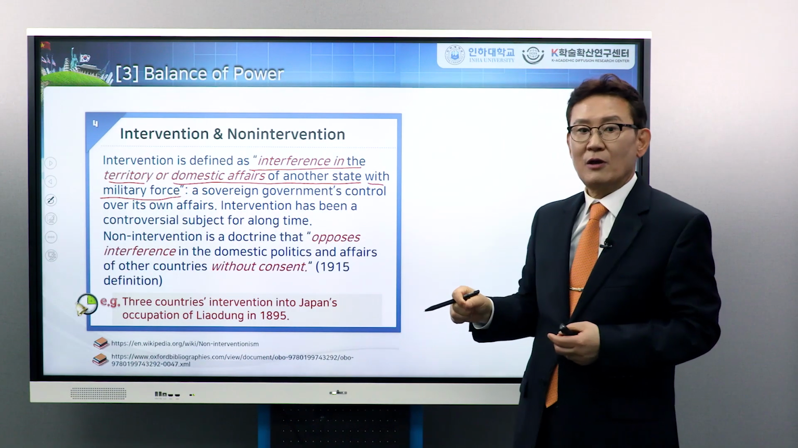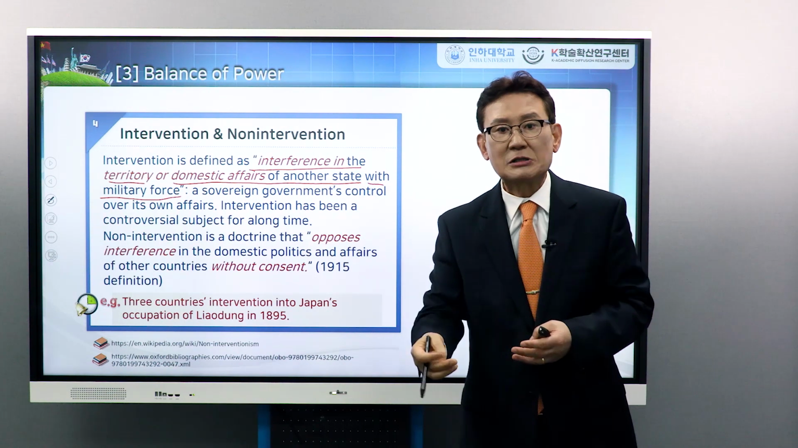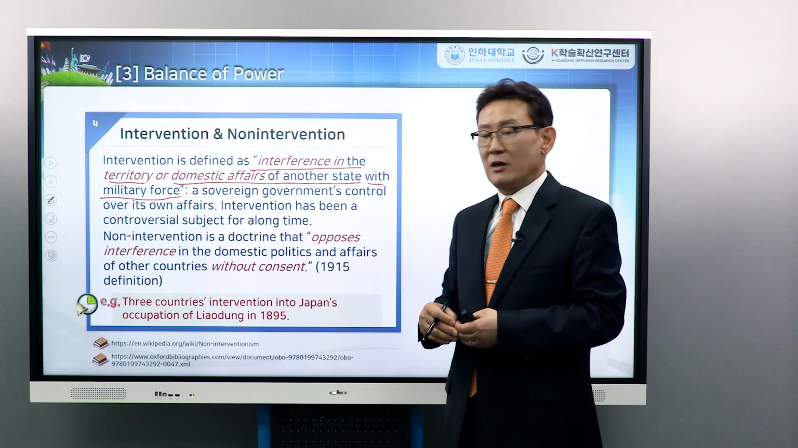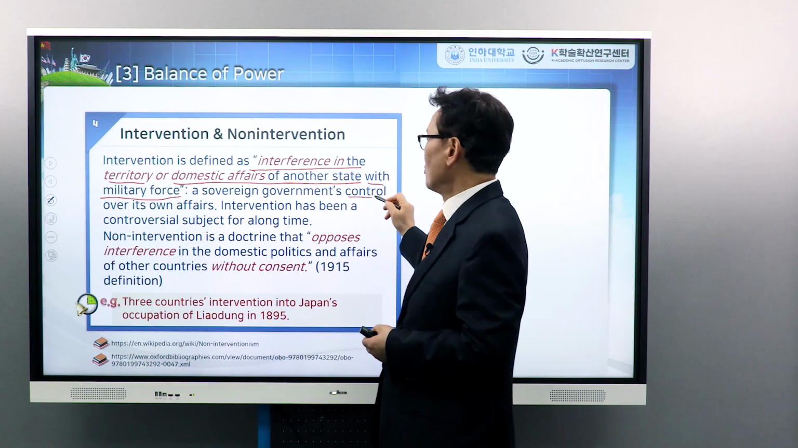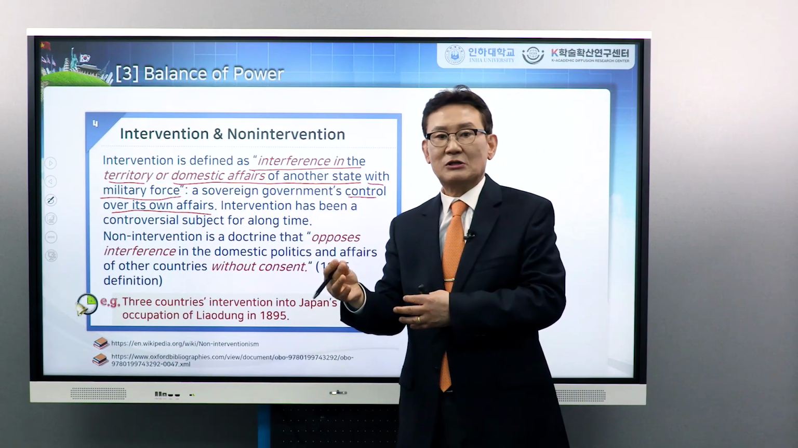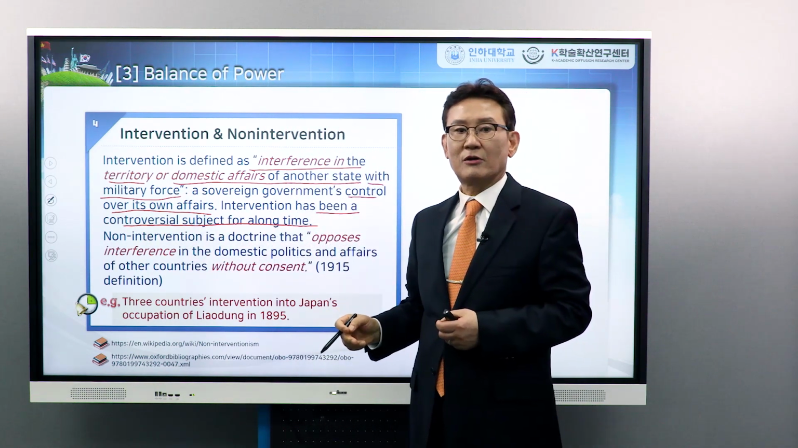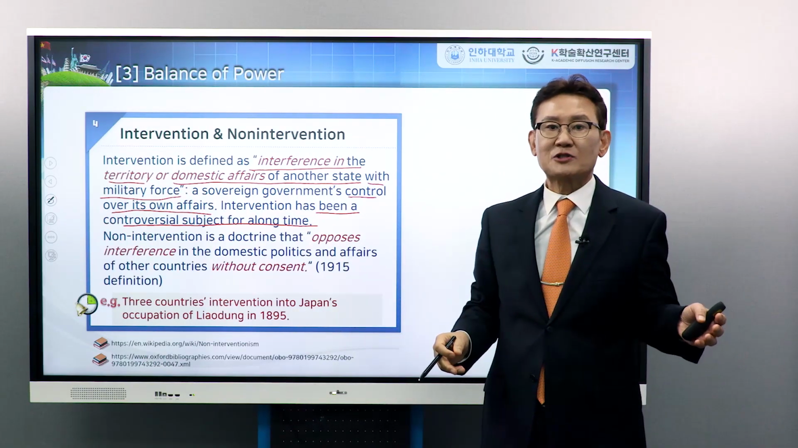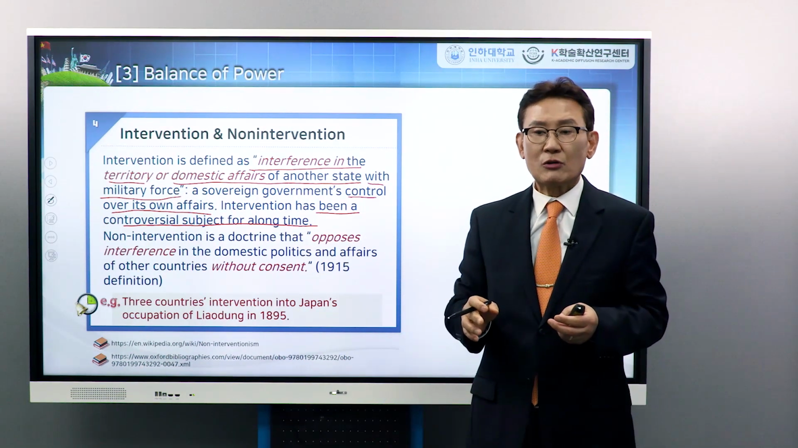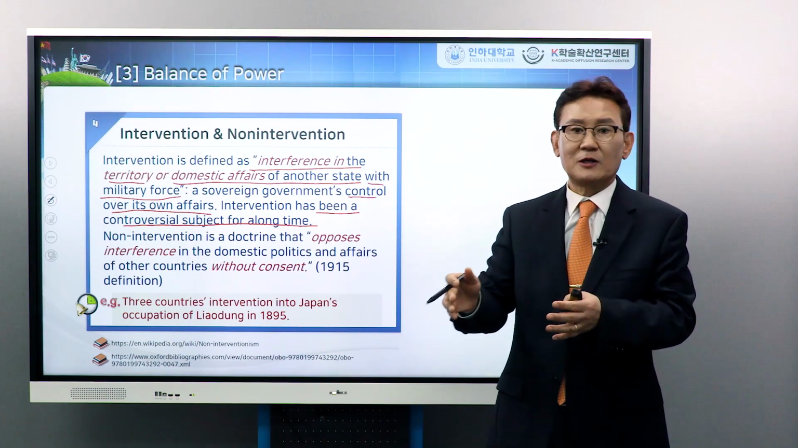Can you believe it? What if your country is intervened in, if some other country interferes in your country's territory or domestic affairs? It goes against a sovereign government's control over its own affairs, against sovereignty. So intervention has been a controversial subject for a long, long time. Whenever there's a conflict in the world, do outside countries intervene or not, and with what authority? Who provided that authority to those countries to intervene in other countries?